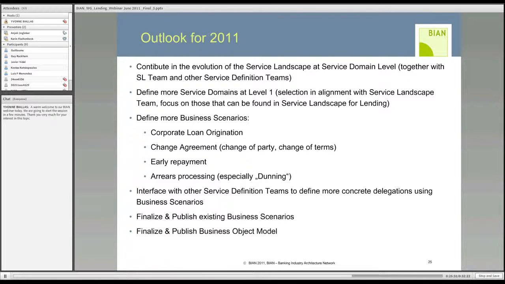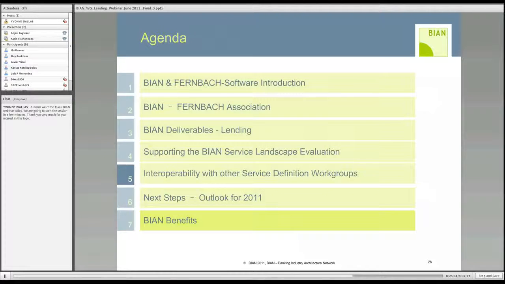So again, for a quick recap, what we have spoken about is the deliverables produced so far by the working group lending, the next steps and the work around the service landscape, the Buyin service landscape, our work with other service definition work groups, and the planned agenda for the remaining 2011 and the months to come. And with this, I'll hand over to Karen, and I'll be happy to take questions at the end of the session. Karen? Thank you very much, Anjali, for sharing more detailed insight into the lending space and what has been done and will be done within Buyin.